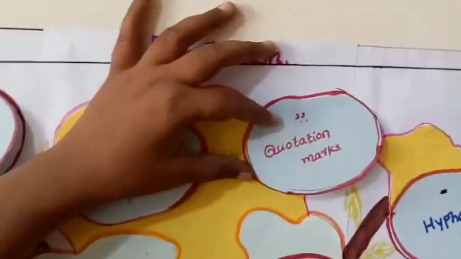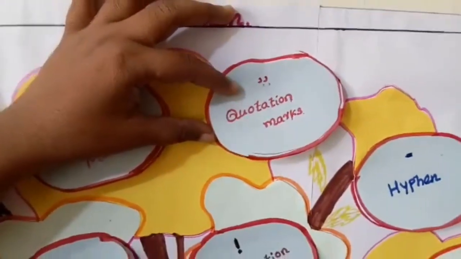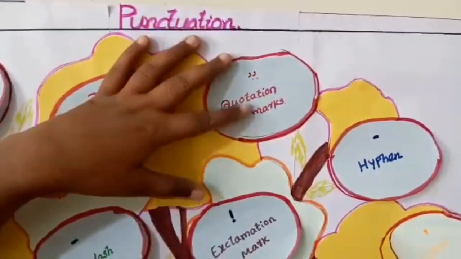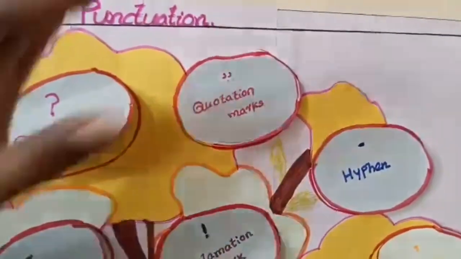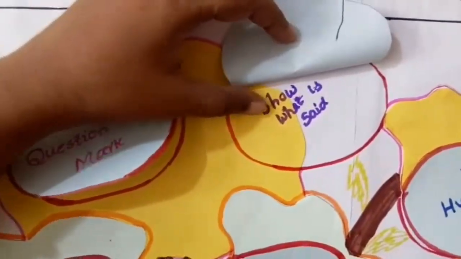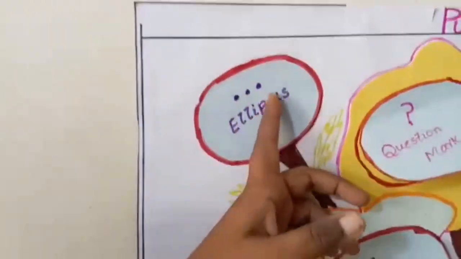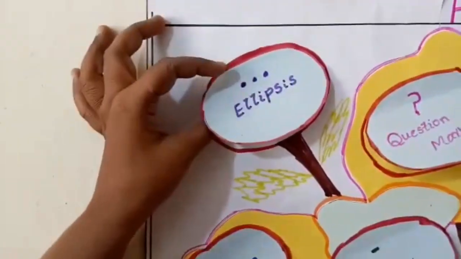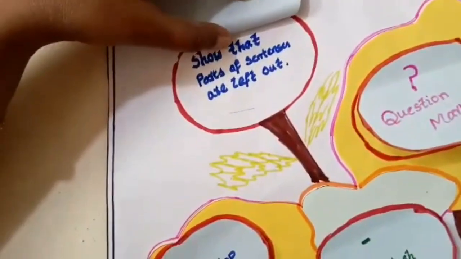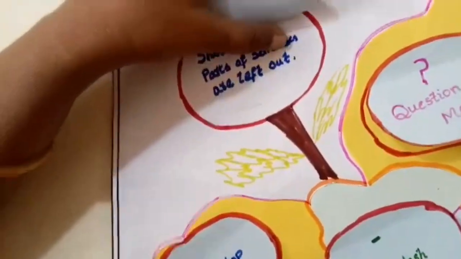Second one is quotation mark. When we use a quotation mark, if we want to say something denoted by someone, we can use quotation marks. For example, Lakshmi said, "Rani is beautiful." That means Lakshmi is saying about Rani, that she is beautiful. That means when we use it, it shows what is said. Ellipses. We denote ellipses by three dots. When we use ellipses after a sentence, that means it still needs to be continued. That means it shows that parts of the sentence are left.